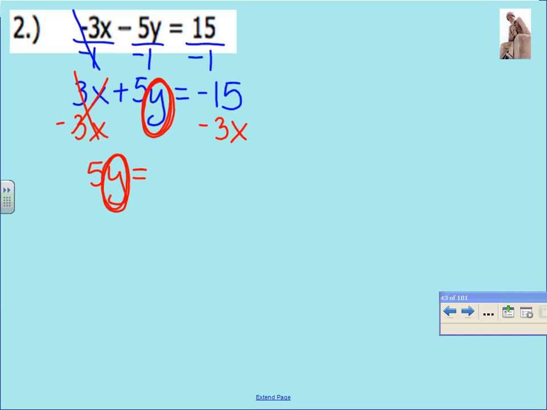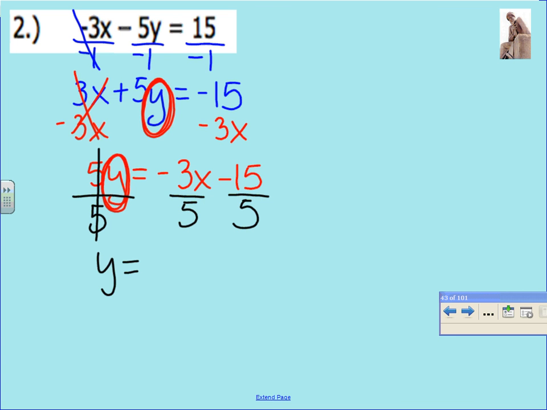Equal to, you need to write the x term first. Drop down the minus 15. So always write the x term first. Drop down the minus 15. Step 2, get rid of the number in front of y. So we need to divide every term by 5. 5 divided by 5 is 1. So we have y equals negative 3/5 x. That is already simplified. And then this part right here, negative 15 divided by 5 is negative 3.